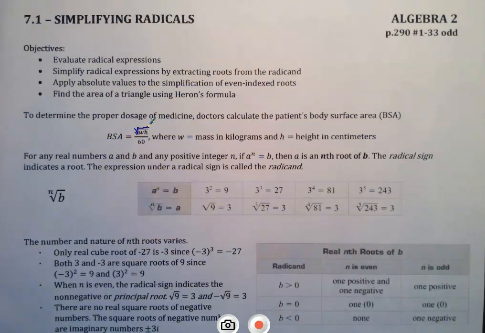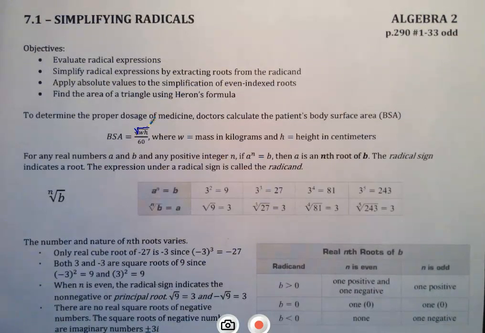This is true. So for any real numbers a and b, and any positive integer n, if we take a and raise it to the power of n, then it's going to equal b. So a is an nth root of b. These are opposites. They undo each other, just like multiplication and division. The square and the square root are, okay, that's what we're doing. So the radical sign indicates a root, and the expression under the radical sign is called the radicand.